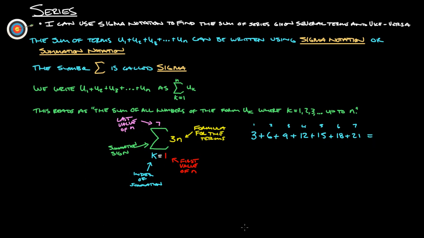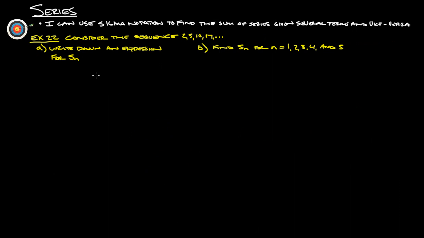Okay. Let's take a look at example 22 here. Consider the sequence 2, 5, 10, 17, dot, dot, dot. Write down an expression for S of n. So what we really want to do is come up with our u sub n, our formula for this here. So let's do that. We've got 2, 5, 10, 17. So we've got u sub n equals u sub 1 plus n minus 1 all times d, right?